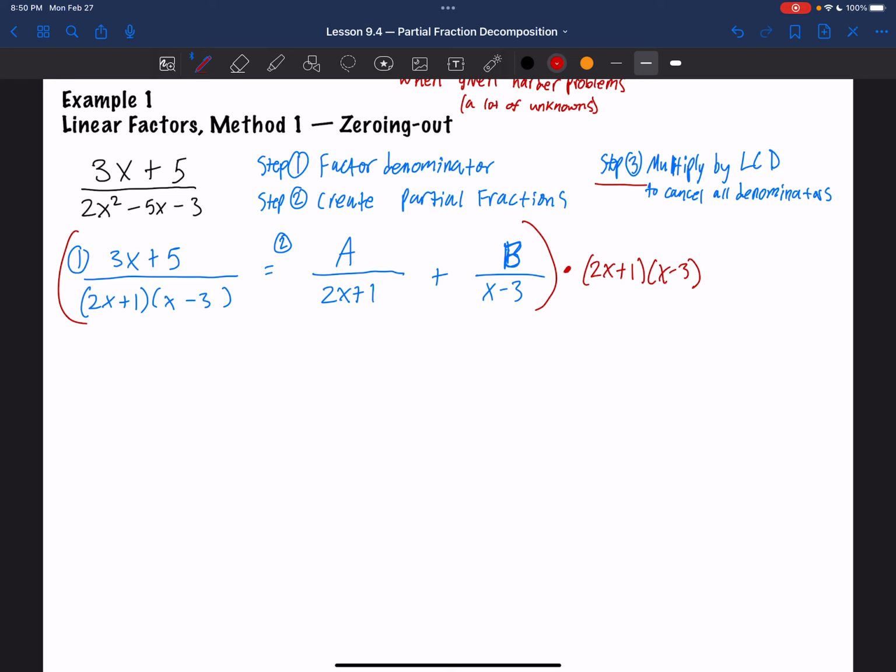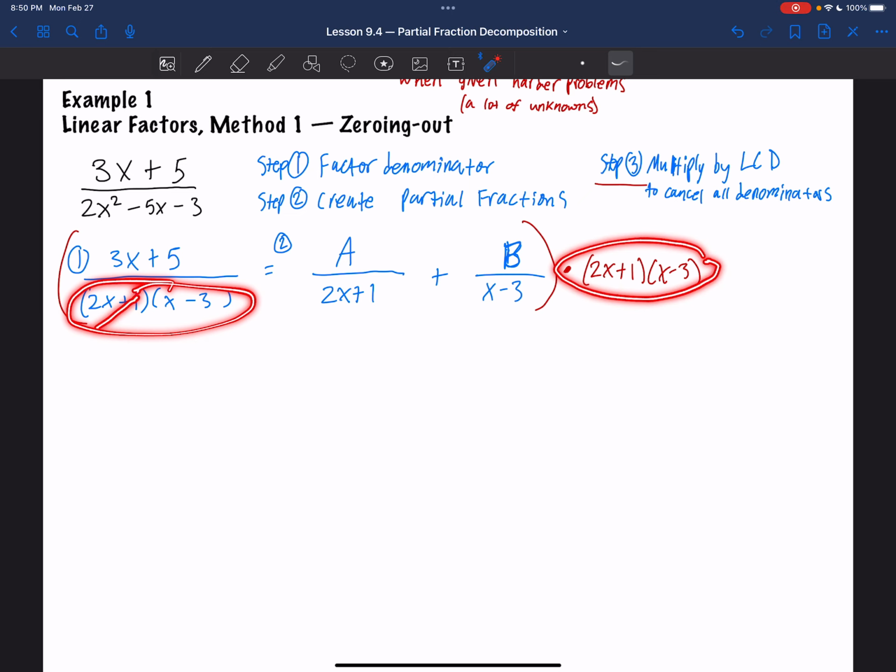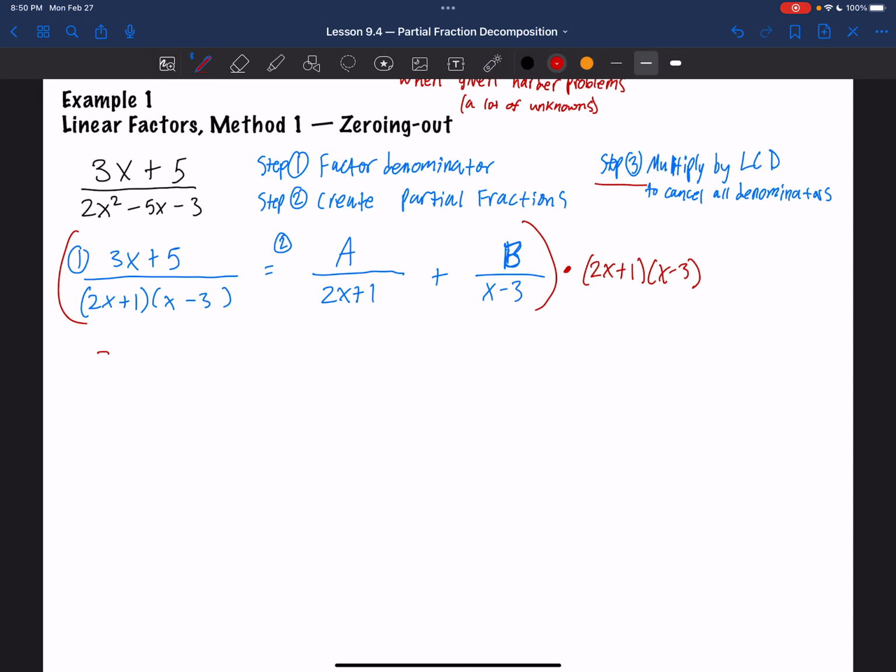Now, you have to do a little bit of forward thinking here. You could put this in every one of these numerators if you want, but really it's easier to just think about what's going to cancel. Take this denominator, and we're multiplying this on top. Then 2x plus 1 and 2x plus 1 cancel, and x minus 3 and x minus 3 cancel. So we are left with 3x plus 5 equals, and by the way, this is step 3.